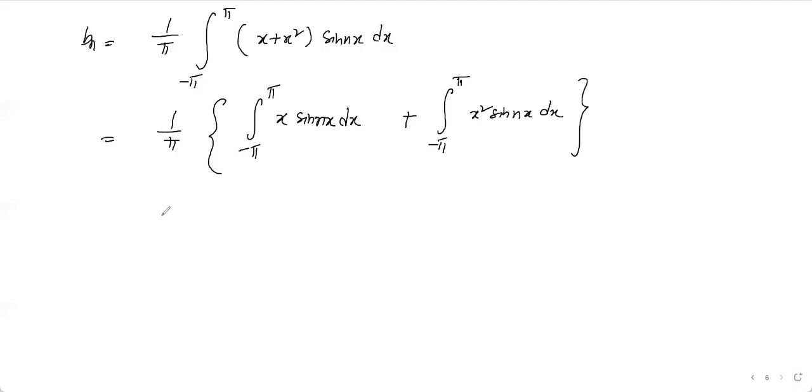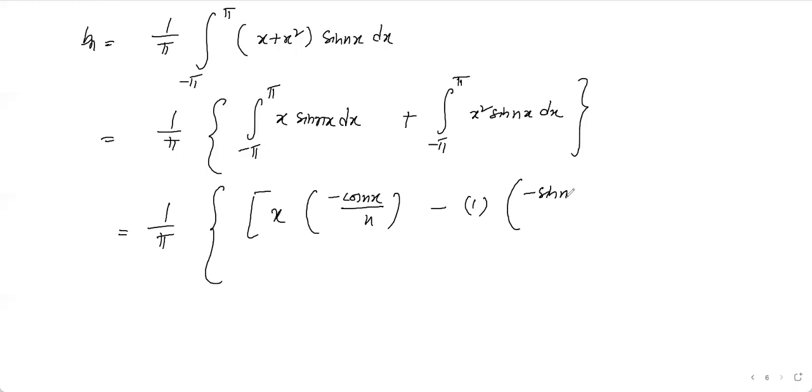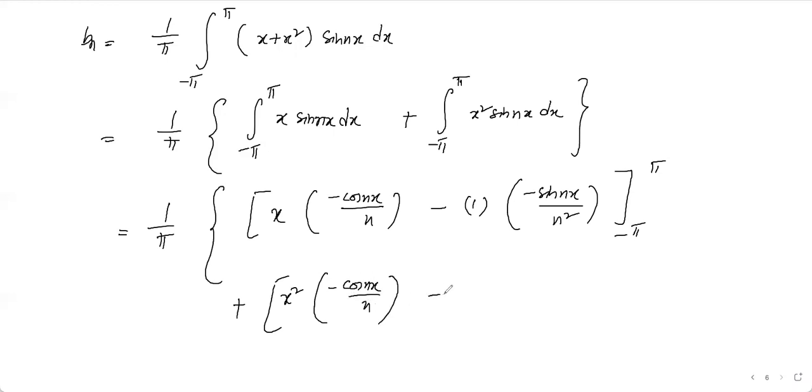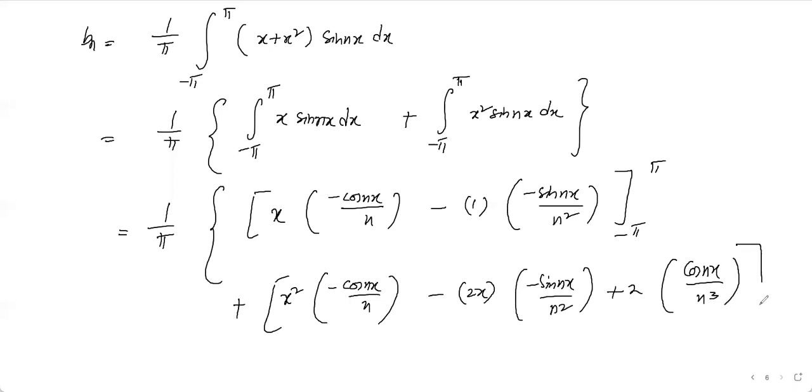Now again integrating by parts, this would be 1 by pi, x times minus cos nx by n minus 1 into minus sine nx by n squared, from minus pi to pi, plus x squared times minus cos nx by n minus 2x times minus sine nx by n squared plus 2 times cos nx by n cube, from minus pi to pi.